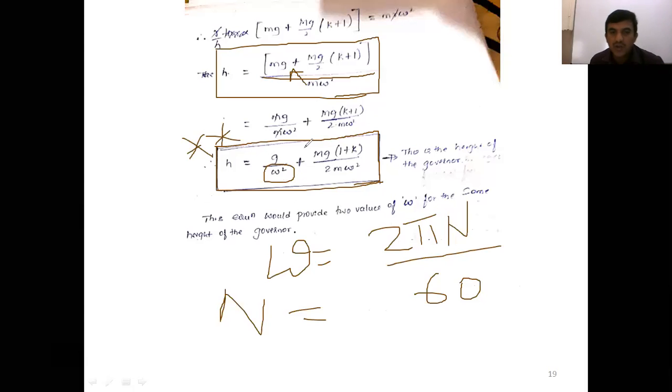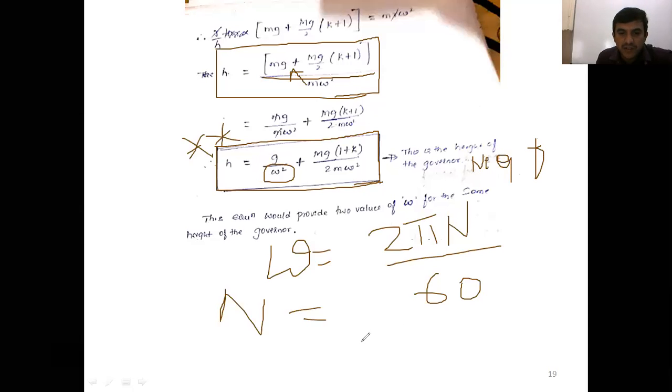Now for this, you should remember this equation. Height of the governor is equal to g by omega square plus mg into 1 plus k, whole divided by 2 times m omega square. Now this is the equation. This is the height of the governor. What we are considering is that we are neglecting the friction. We are neglecting the frictional force.